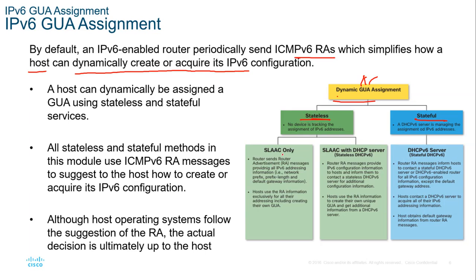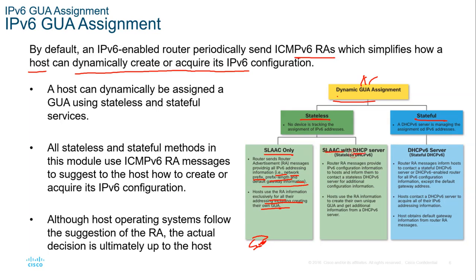So in stateless, that is where we expect SLAAC only. The router sends a router advertisement message providing all the IPv6 address information, be it network prefix, prefix length, and default gateway information. So hosts use the router advertisement information exclusively for all their addressing, including creating their own global unicast address. It can actually instruct the PC to create its own IPv6 address.